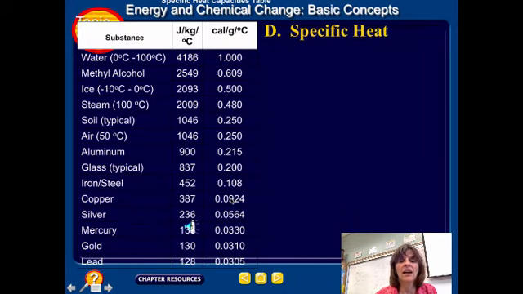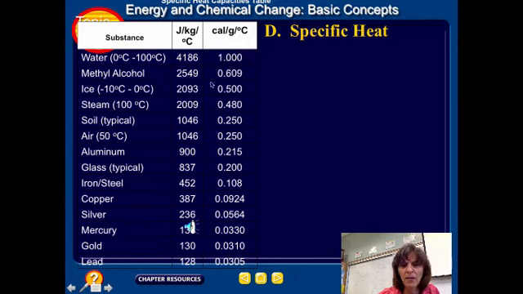All right, so this ratio of energy per mass per degree Celsius is called the specific heat. It's a way of comparing substances and how much heat they need to absorb or release in order to change their temperature. So the bigger the heat capacity, the harder it is to heat something up and the longer it takes to cool something down. So water is 1 calorie per gram, or 4,186 joules per kilogram.